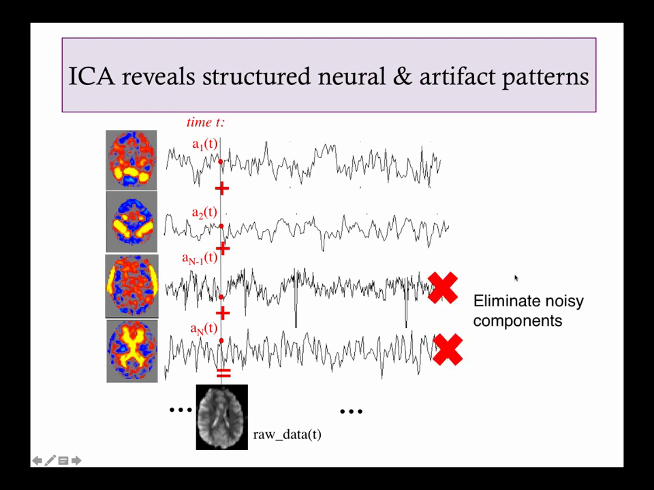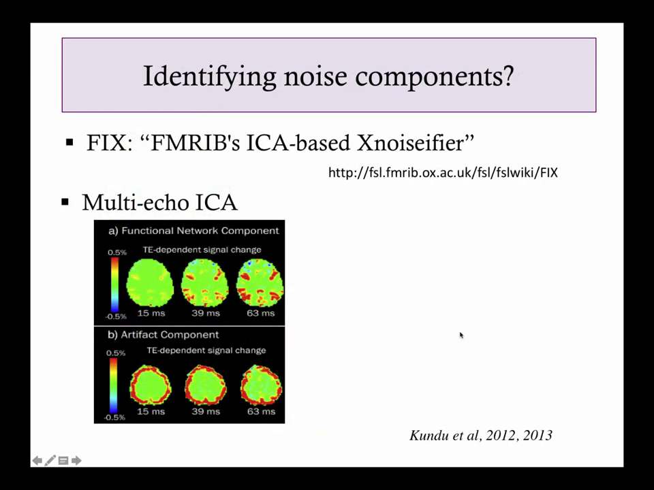So some things that people do include choosing components that look noisy and just eliminating them, and then you can either carry these components forward in your analysis, or you can reconstruct the data from the set of clean components and then run other kinds of analyses on it. But in order to do this, we have to have some objective way of identifying those noise components. And so there's been some research in that area.